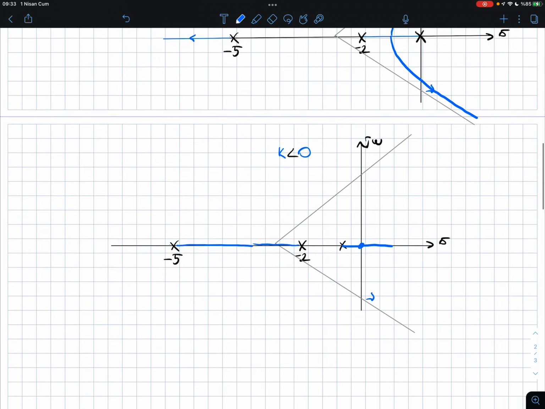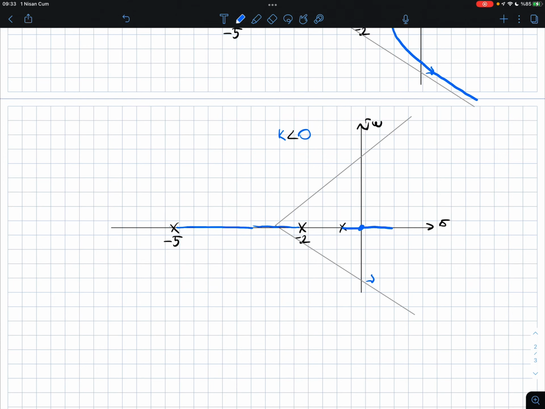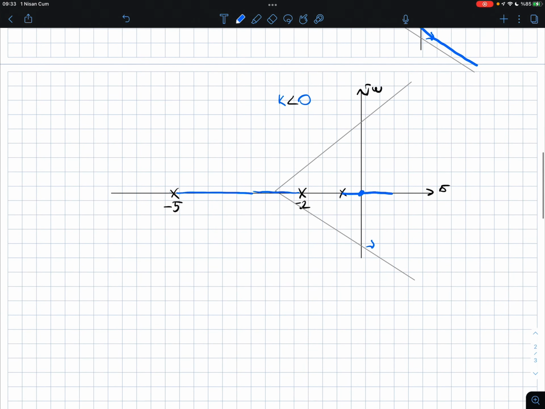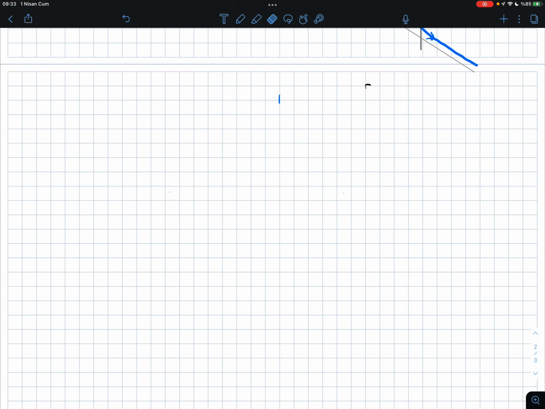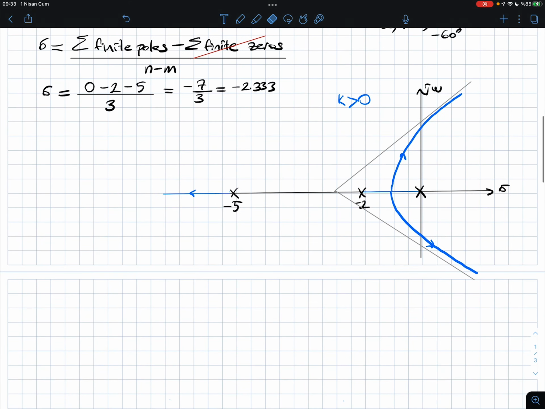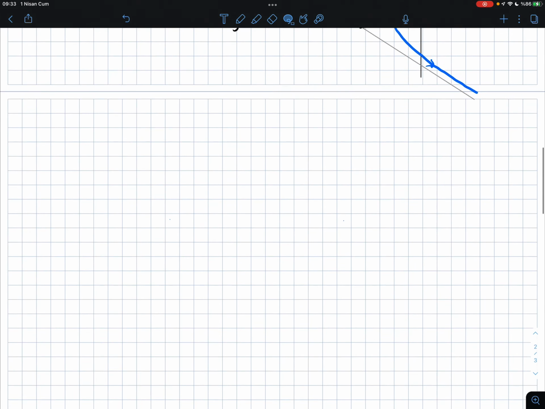But in our case, for this special system, we already have a pole at the origin. Therefore, we don't need to check if we have a negative root locus j omega passing, because we already have it for this pole here. Now, let me quickly get rid of this. So what I mean is that you have to check the negative root locus generally, but for this system, it's not necessary. So, let me again copy this one here. There we go.